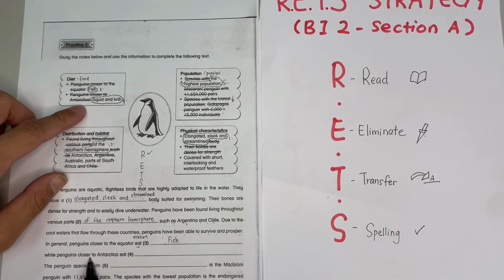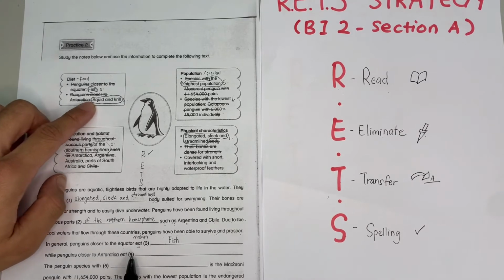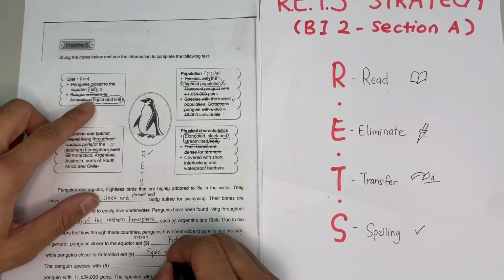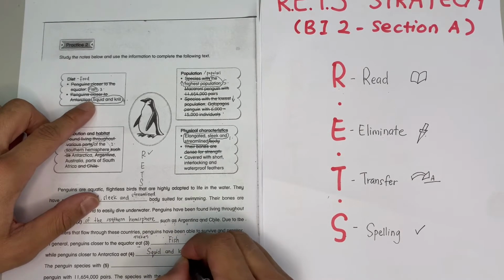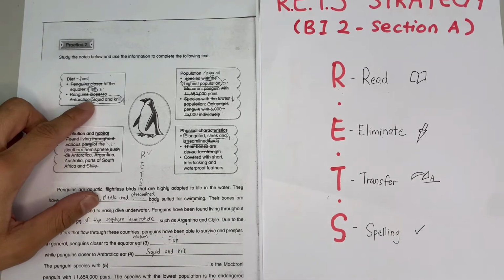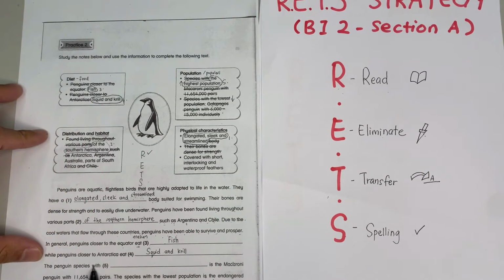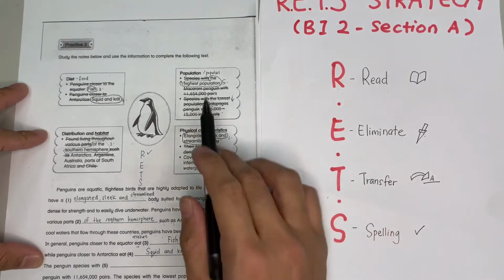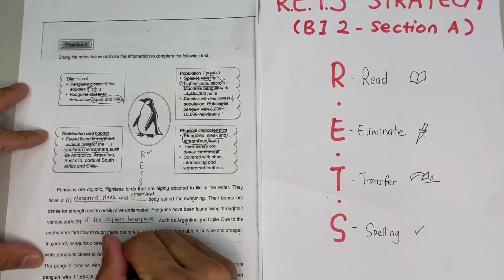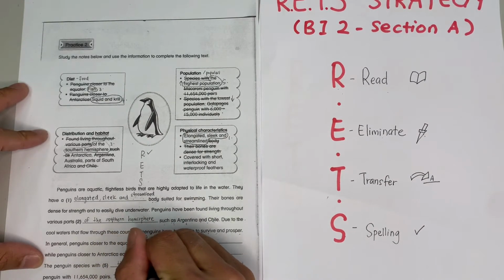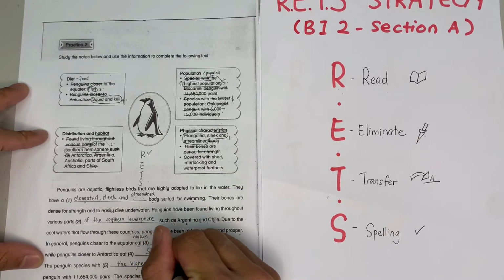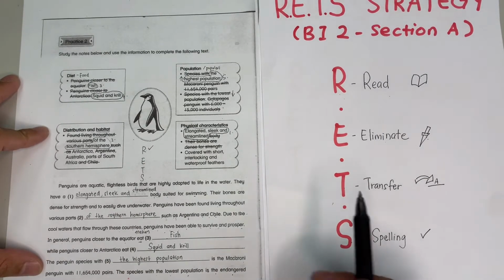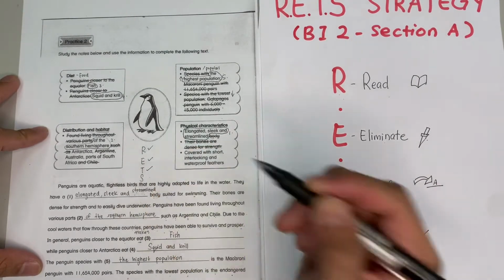While penguins closer to Antarctica eat, okay, I'm going to transfer squid and krill. Okay. The penguin species with the highest population is the macaroni penguin. Okay, so now we have done transfer, eliminate and transfer done.